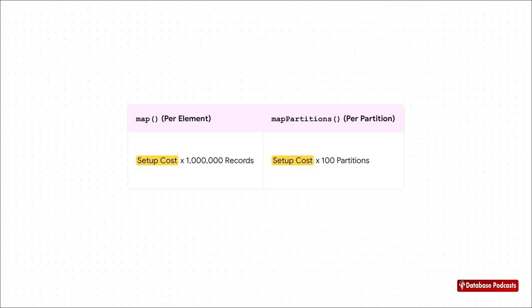And here is the aha moment. It's so simple, but so powerful. If you use a standard map function, you pay that setup cost 1,000,000 times for 1,000,000 records. It's brutal. But if you switch to processing per partition, and let's say your data is split into just 100 partitions, well, now you only pay that setup cost 100 times. That is a 10,000-fold reduction in overhead. It is a massive, massive win.